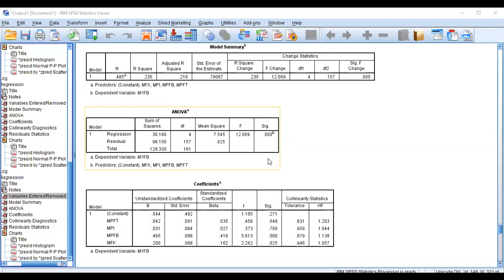Okay. Next we see the R value. You see the R value over here, it's 0.85. What does it indicate? It actually shows the multiple correlation between the dependent variable and the model. In this case, we have 0.485 correlation between the youth financial behavior and the independent variables.